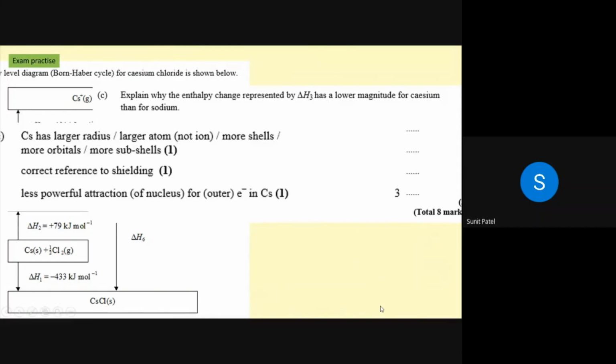Let's have a look at the mark scheme, see what it says. Well, there you go, we cover the bases. Cesium has a lot larger radius, bigger atom. It's got more orbitals, therefore more shielding, less powerful attraction to the outer shell electrons, therefore easily removed in cesium compared to sodium.